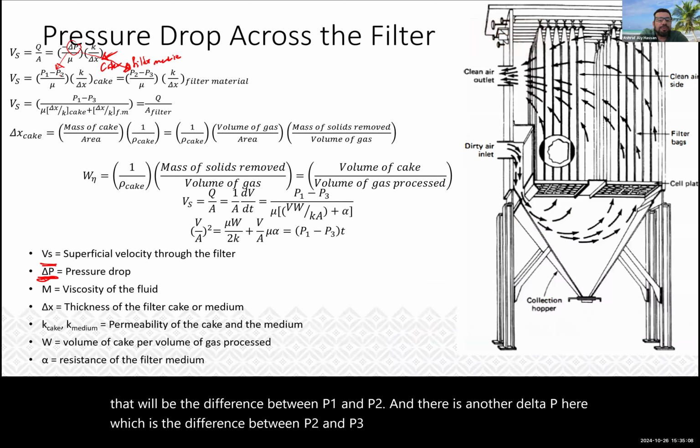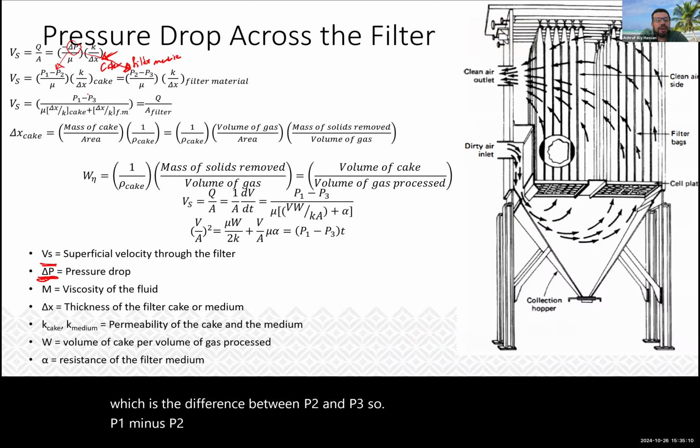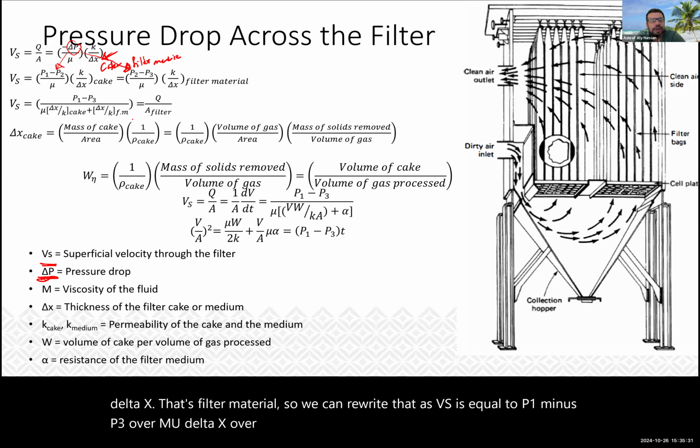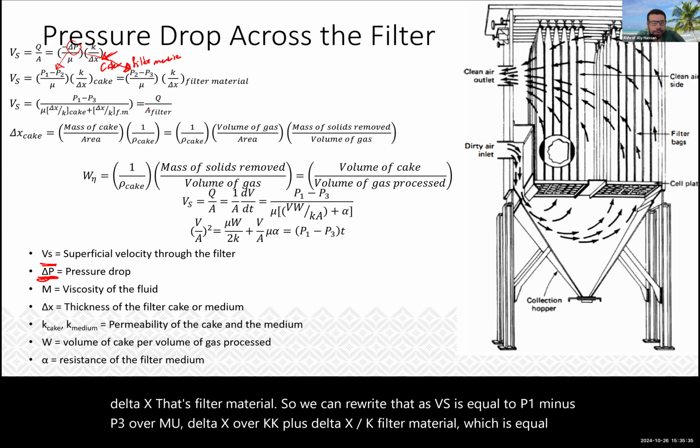So P1 minus P2 over mu times K over delta X cake is equal to P2 minus P3 over mu times K over delta X, that's the filter material. So we can rewrite that as Vs is equal to P1 minus P3 over mu times delta X over K cake plus delta X over K filter material, which is equal to Q over A filter.